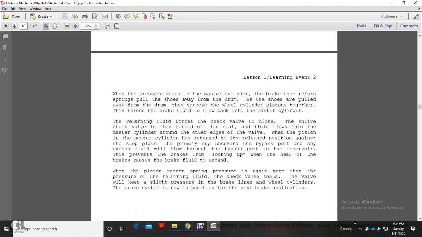Fluid force closes the check valve, but the fluid flows into the master cylinder out of the edge of the valve. With the piston in the master cylinder returning to the release position, the stop plate and the primary cup uncover the bypass port. Any excess fluid goes from the bypass port to the reservoir.